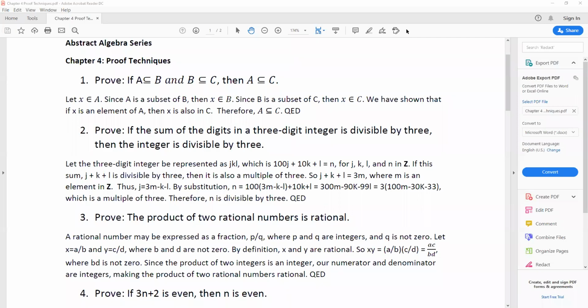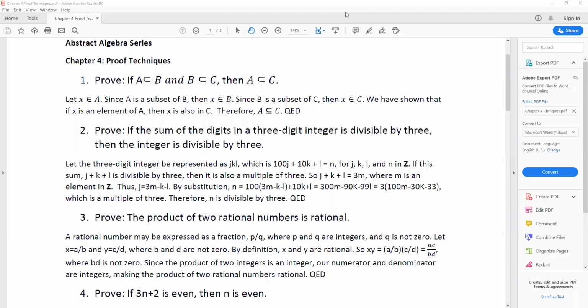Chapter 4 is proof techniques, and again, I'm going under the assumption that you do have some experience with different types of proofs. Hopefully, these examples will help you in your studies. On problem number 1, it says prove if A is a subset of B and B is a subset of C, then A is a subset of C.